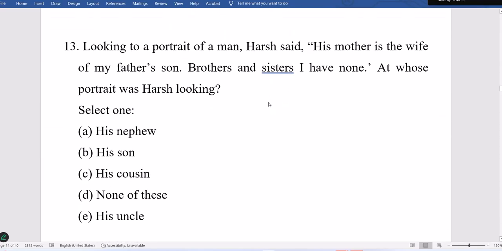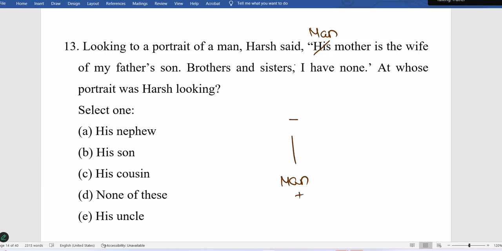You see this blood relation question. Blood relation, you just focus on this. His mother is the wife of my father's son. Brothers and sisters I have none. His mother, okay, Harsh said that his mother means the man in the portrait. So the man's mother is the wife of my father's son.